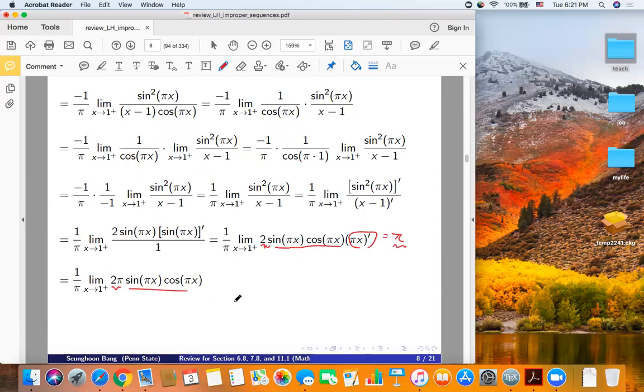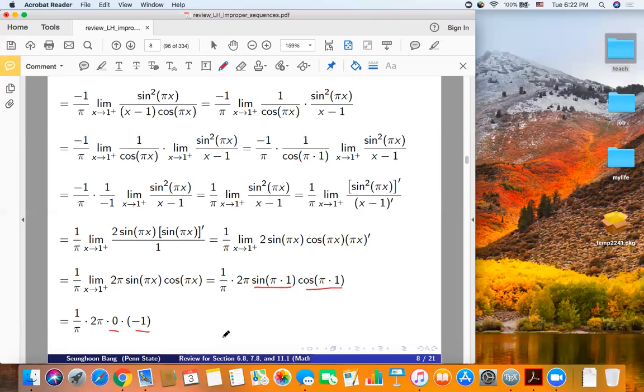Next, plug in 1. 1 over 2 times 2 pi, sine pi times 1, cosine pi times 1. What's the answer? Sine pi is 0. Cosine pi is -1. So the answer is 0. This is the whole idea.